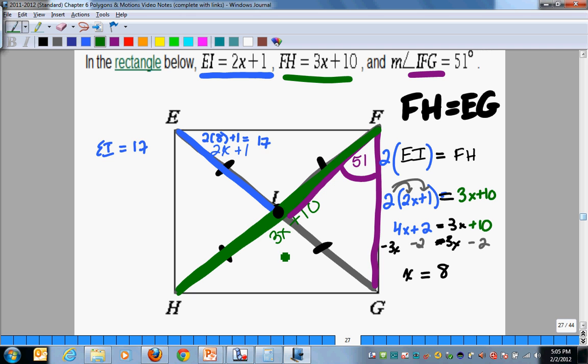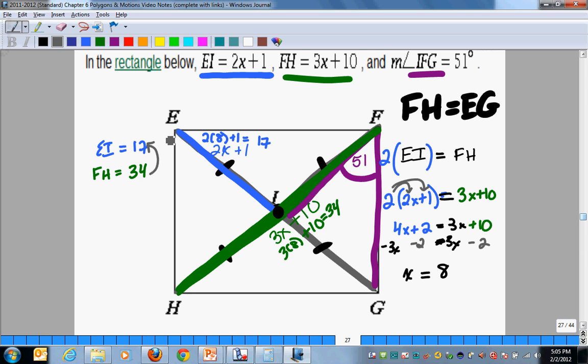And here we have 3 times 8 plus 10. That's going to be 24. That's going to be 34. So that's going to be FH is 34. And if you look very closely, 34 is exactly twice of 17. So that is a true statement here.